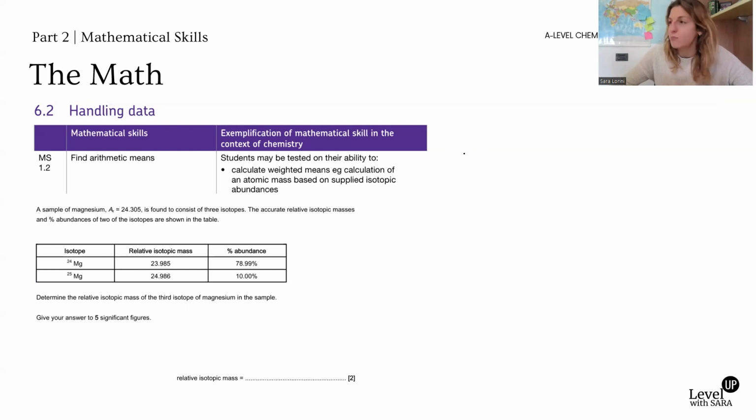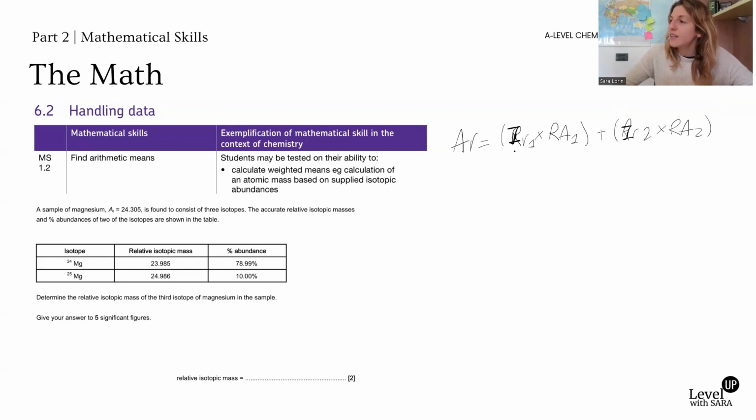So the equation would be: AR would be equal to, let's call it RR, the relative isotopic mass 1, times the relative abundance of that isotope, plus, let's call it IR, the isotopic mass of the second isotope times its relative abundance, and so on.